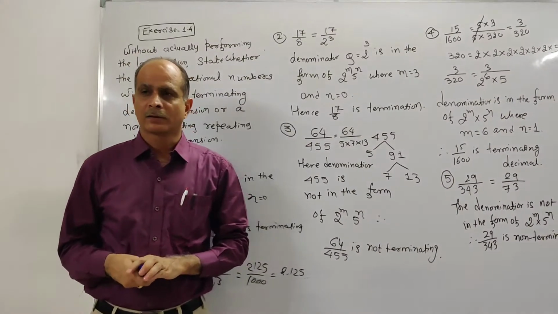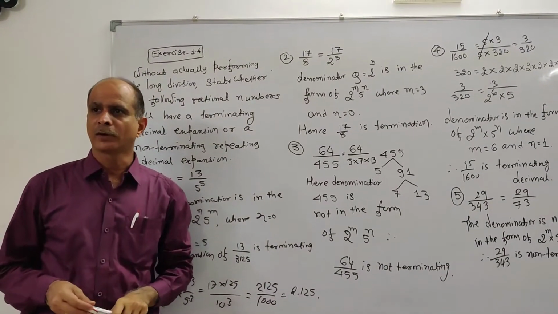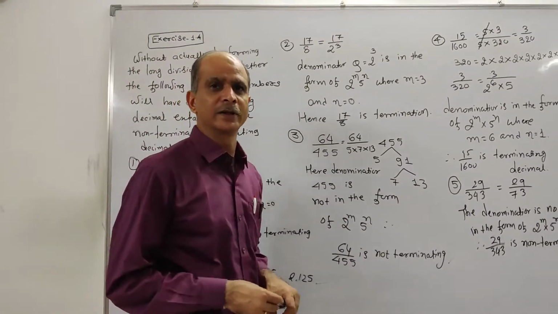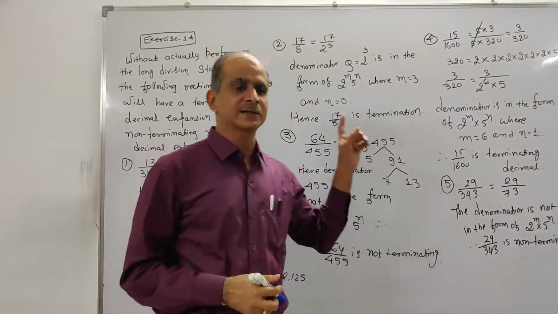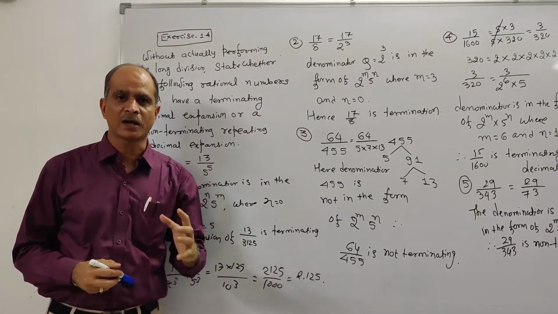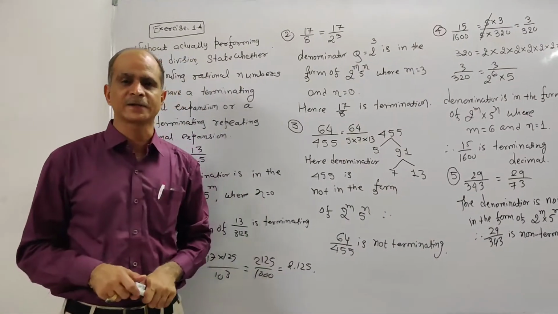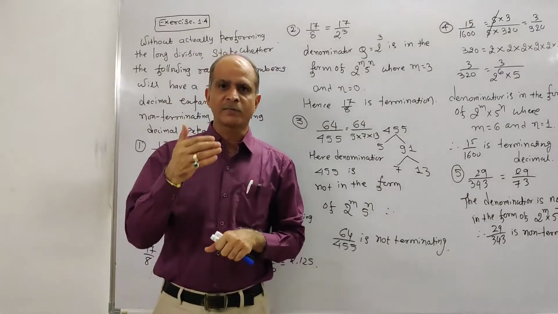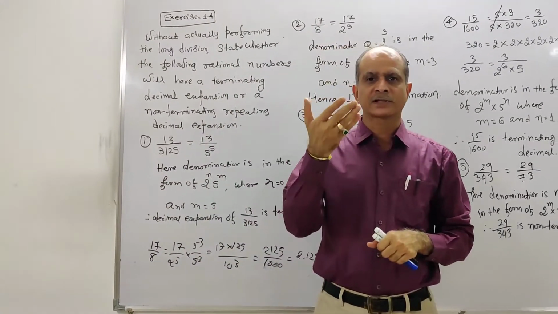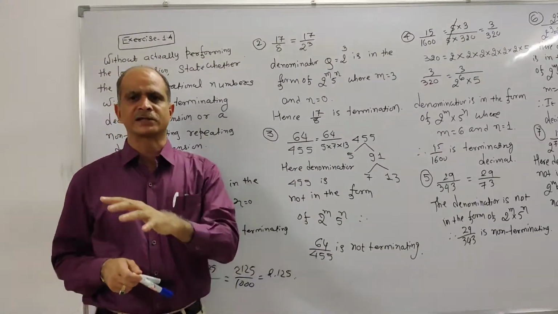In the last lecture, we completed exercises 1.1, 1.2 and 1.3 for chapter 1, that is Euclid's algorithms. So let me start exercise 1.4. Here only two questions are there, and both are based on the last concept of chapter 1, and that is how to check whether the following rational numbers are terminating decimal or non-terminating decimal numbers.